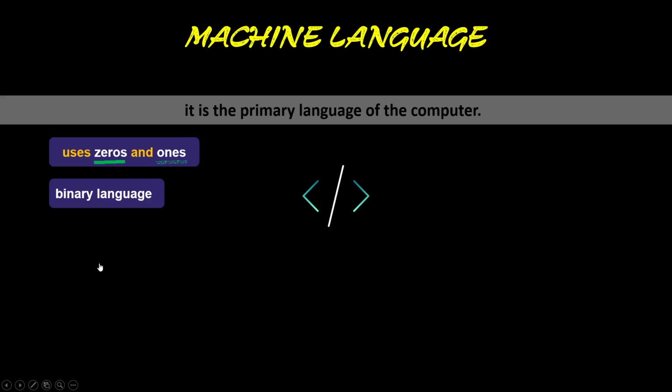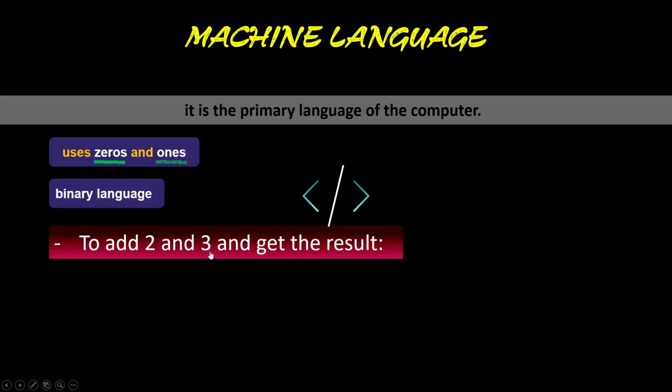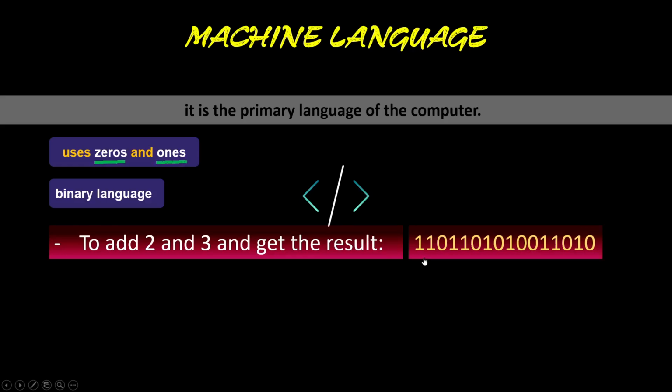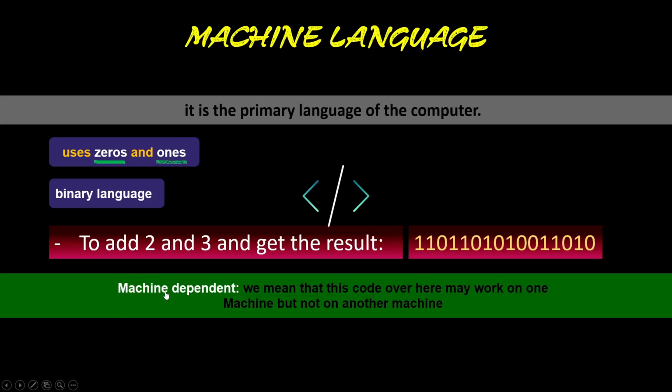For example, if we want to add two numbers 2 and 3 and get the result, we would write something like this. This is a machine language instruction. As you can see, it is a collection of zeros and ones. This is just one instruction to add 2 and 3 and get the result. As you can see, this is very difficult to use and it is also machine dependent. By machine dependent, we mean that this code over here may work on one machine but not work on another machine. This is what we mean by machine dependent.